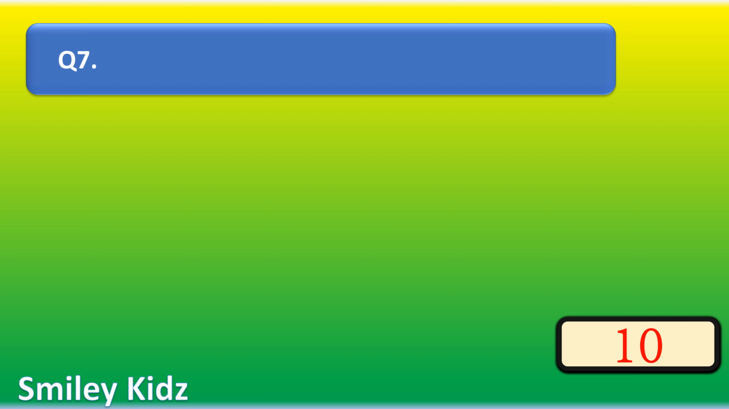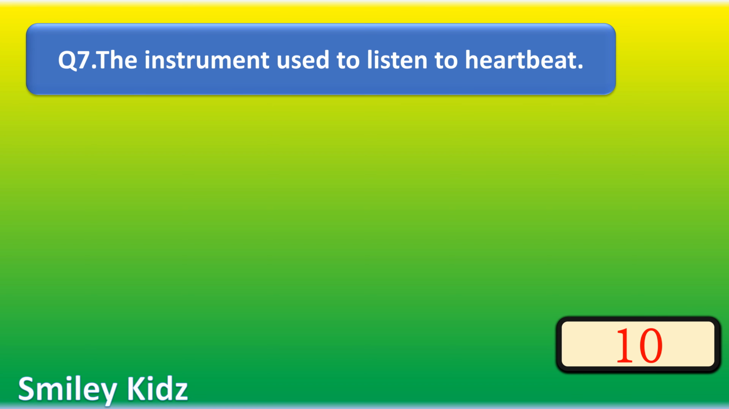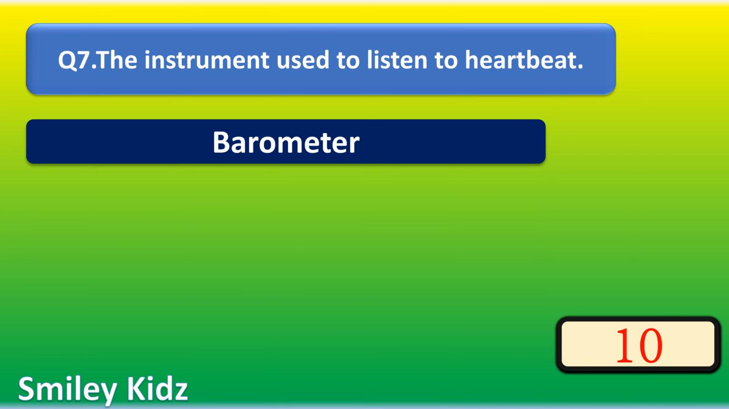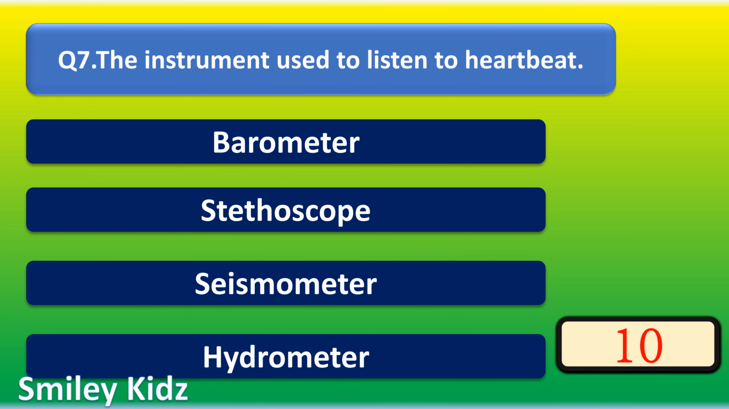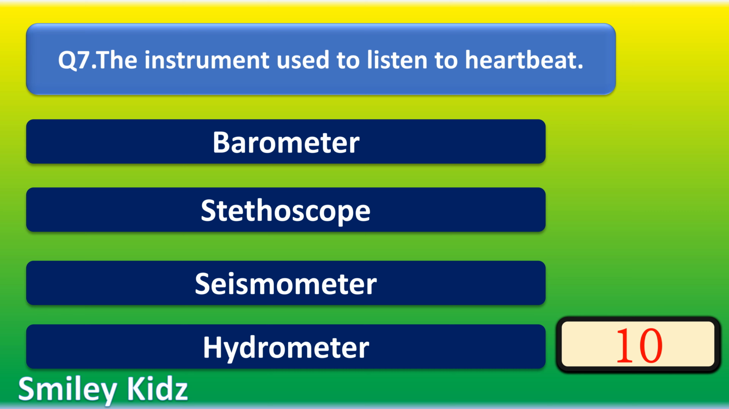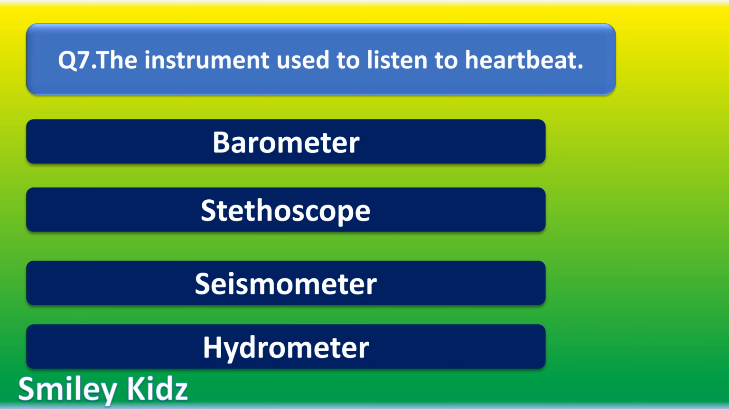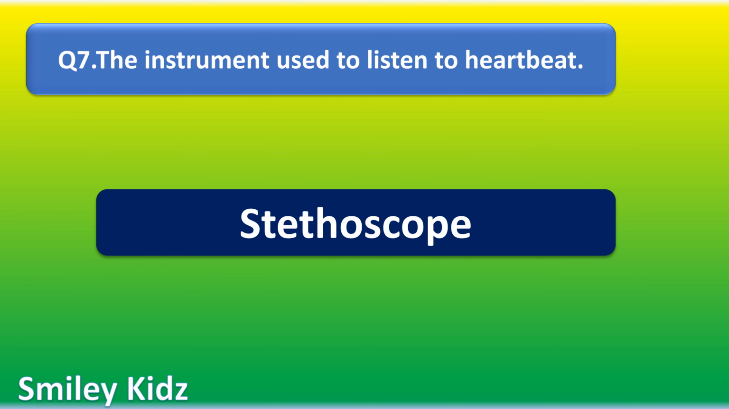Moving to question number 7. The instrument used to listen to heartbeat. Option A barometer, option B stethoscope, option C seismometer and option D hydrometer. Your time starts now. Your time is up. And the right answer is stethoscope. The instrument used to listen to heartbeat is stethoscope.